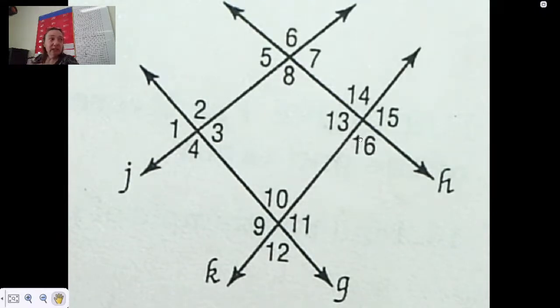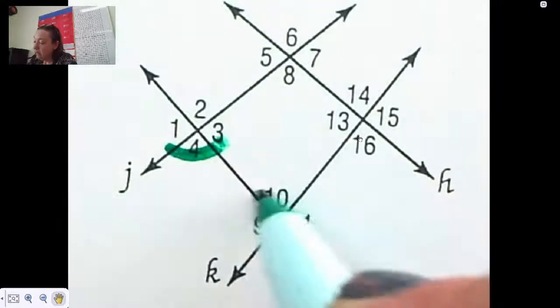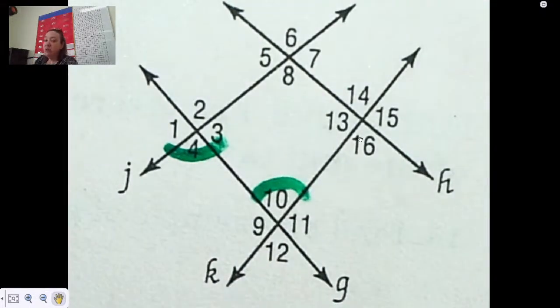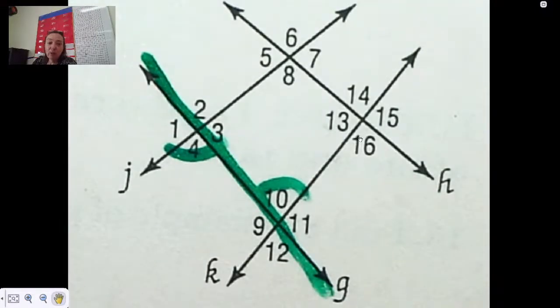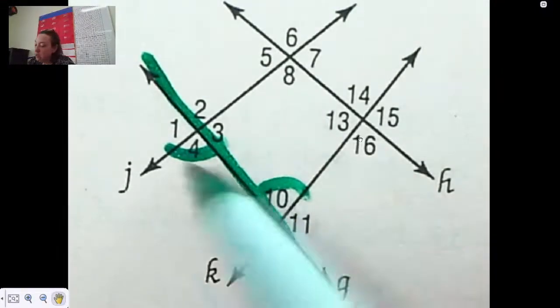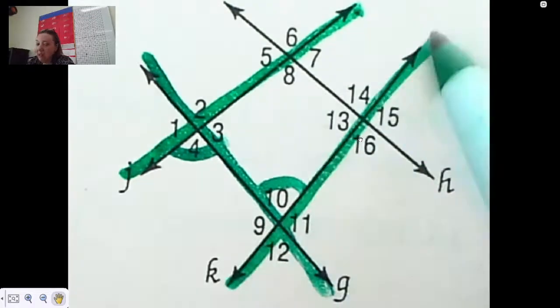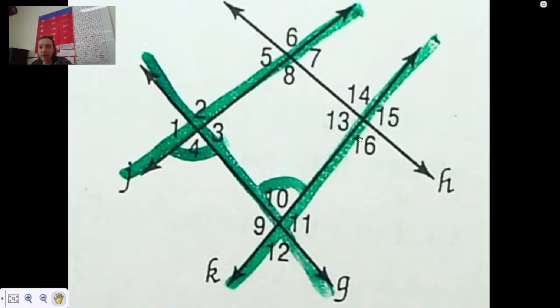Isolate the lines you're discussing. So if we look at number 15, 4 and 10. So here's 4, here's 10. What line touches both of them? G. That's your transversal. What other lines are used to make 4 and 10? J and K. That other line H over there, it has nothing to do with what we're talking about. It's just like over there. It's irrelevant.